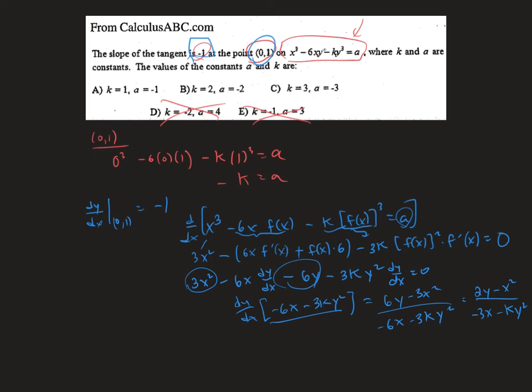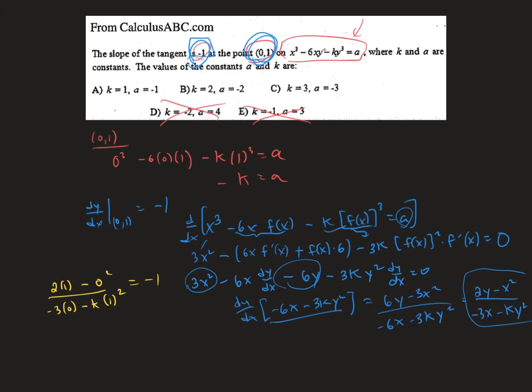Right. So this is the slope, right? And we're told at the point (0, 1) that that slope is -1. So I'm going to plug in 0 for all the x's, 1 for all the y's, and set that equal to -1. I'm going to do that over here. So 1 for all the y's, 0 for all the x's, 1 for all the y's, and then that's going to equal -1 because that's the slope.